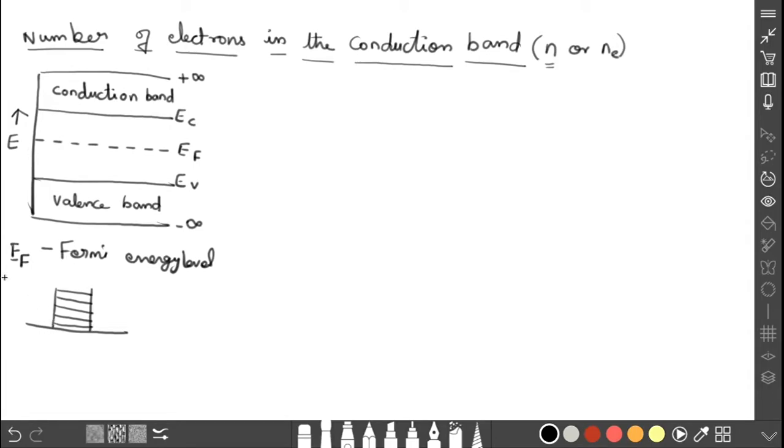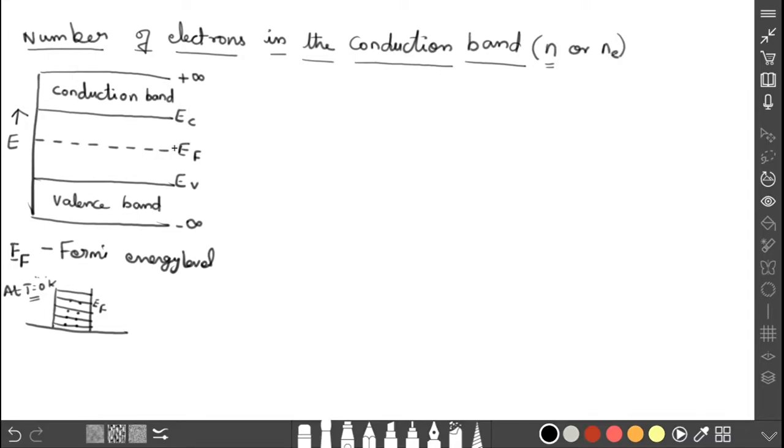For example, at T is equal to 0 Kelvin, in the first energy level 2 electrons will be there, in the second energy level 2 electrons, and like that all the electrons will be occupying the energy states. Now at T is equal to 0 Kelvin, the electrons are filled only up to here, as we can see from the diagram. n is equal to 1, 2, 3, 4. The last energy state up to which the electrons are filled, that too at T is equal to 0 Kelvin, is called the Fermi energy level.